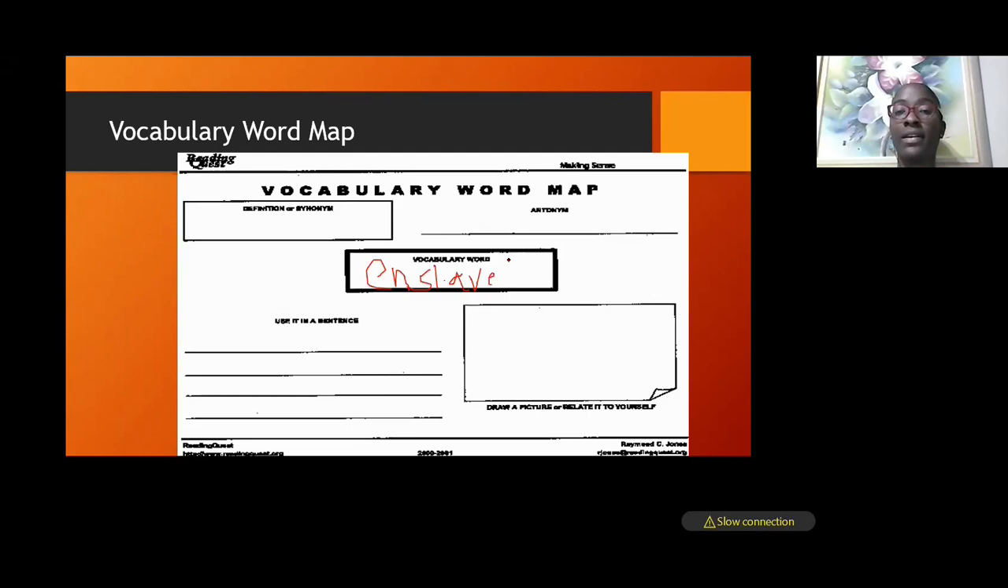And then it asks you to find a definition or synonym. Can someone give me a synonym for the word enslaved? So you're not going to give me the word enslaved again. You're going to give me another word. Now, remember, a synonym is a word that means the same thing or has the same meaning. Anybody?